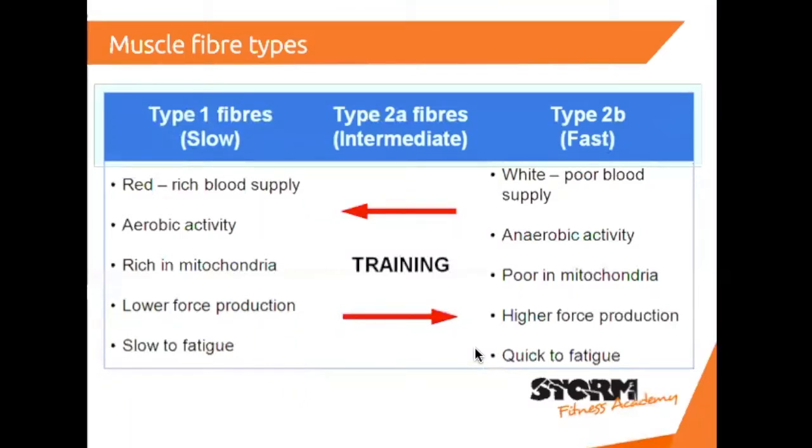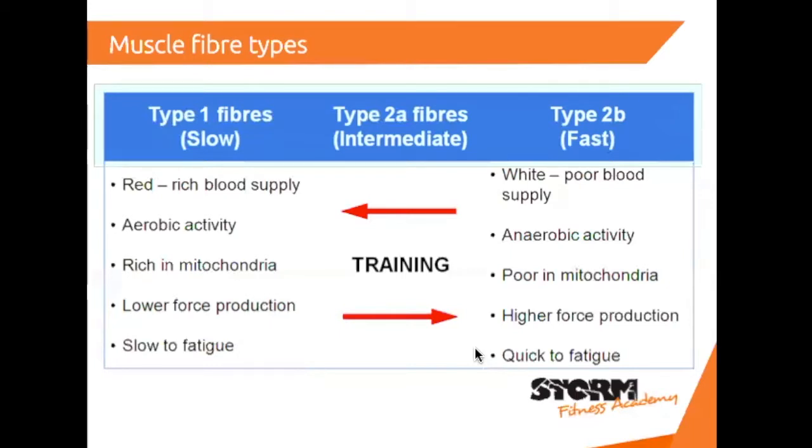Now, I guess the other thing that's important or interesting to know is that what determines your distribution of fiber types is actually your genes. So it's your parents, really. Some of you will have quite an even split. You might have 50% type 1 and 50% type 2A and type 2B. Or it could be 40-60.